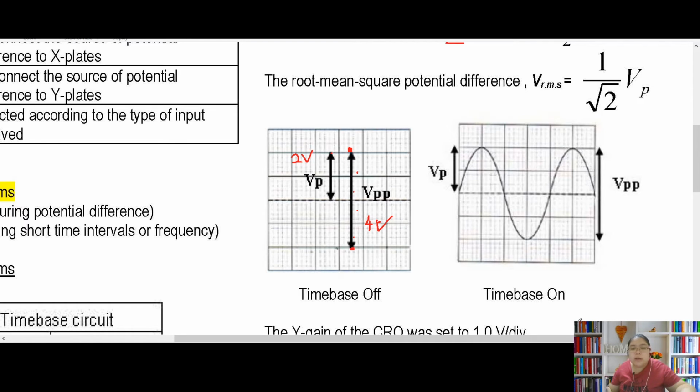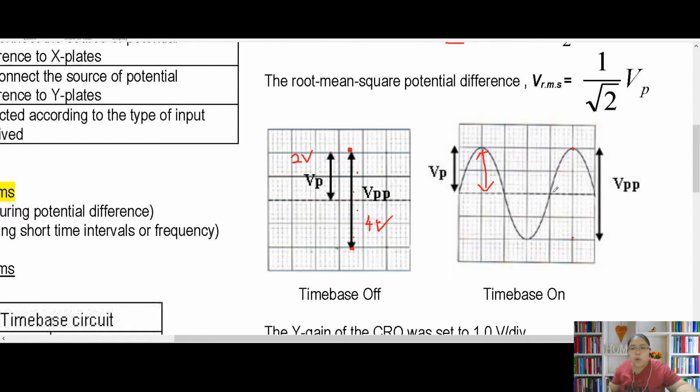Okay, so when I switch on the time base, you can see the sinusoidal graph, left and right also. So this is VP. From the horizontal you go to the maximum. You can also say this is the amplitude. VPP means from the crest straight down to the trough. This one we call VPP. So for direct current we cannot find VP and VPP. We can just find the height only. For AC we can still find VPP and also VP.